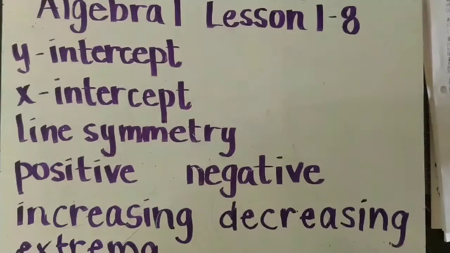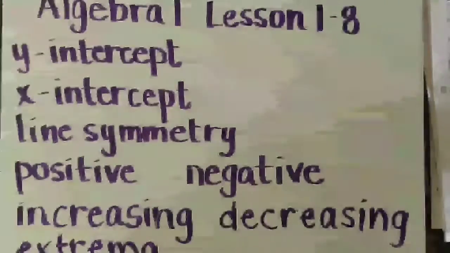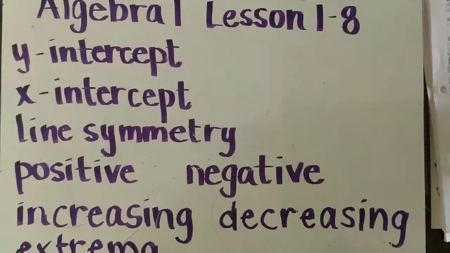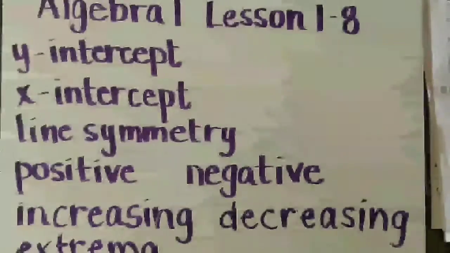Extrema is done for you. The points of relatively high function, which would be the maximum, and relatively low function, which is the minimum. And you can cross off end behavior.